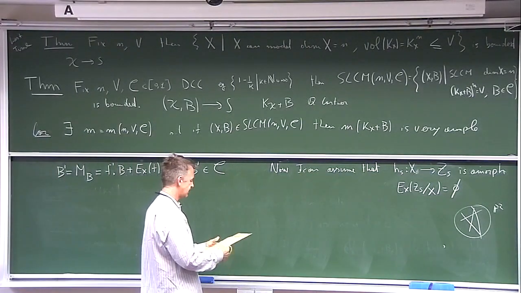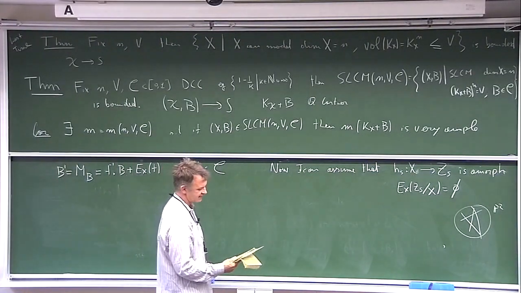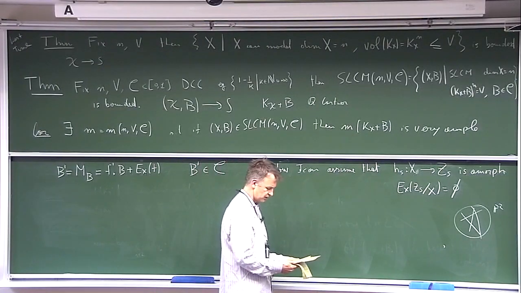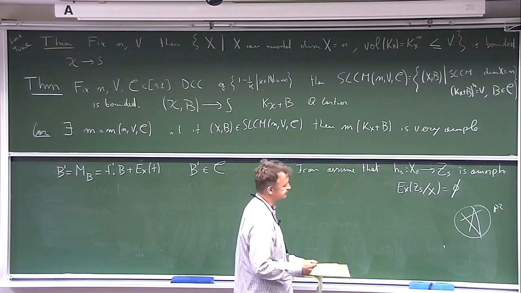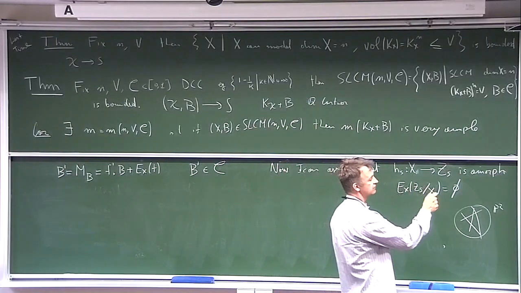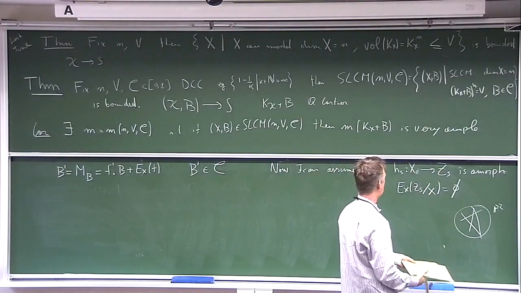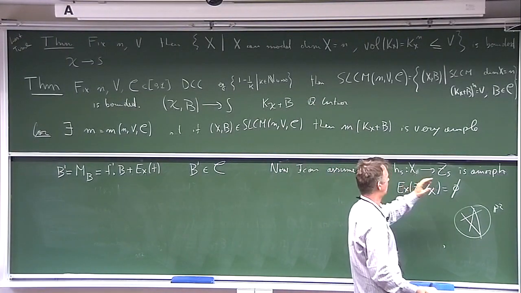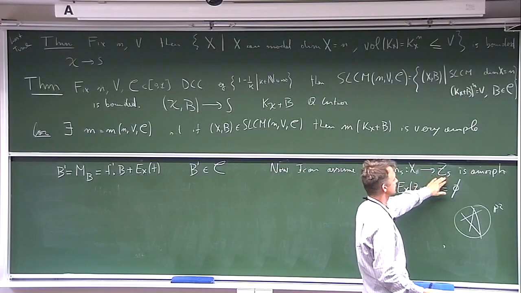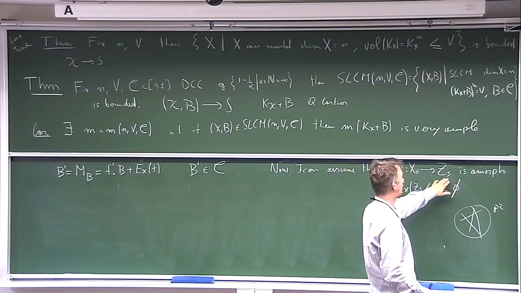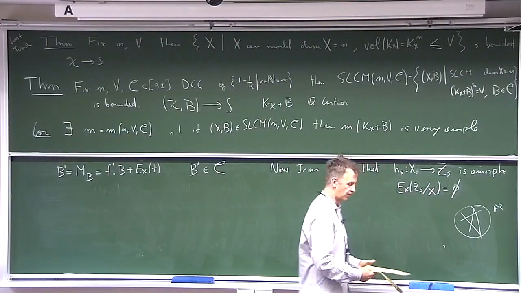So I've done a couple of reductions. I still have not argued that the boundedness of the corresponding divisor on Z automatically follows.